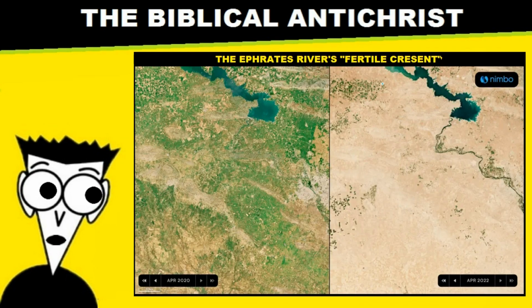In the next video, we will proceed to the 6th saucer judgment, which is the drying up of the Euphrates River, which is now estimated by some climate scientists to possibly happen as early as the year 2040.